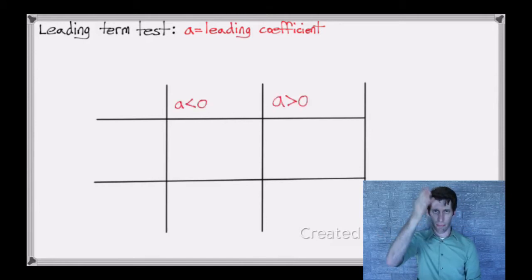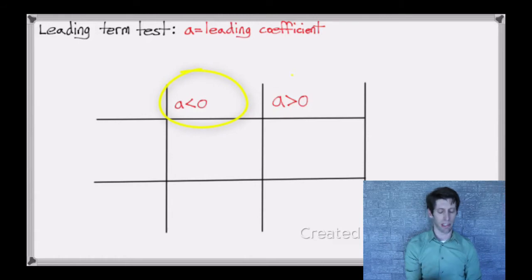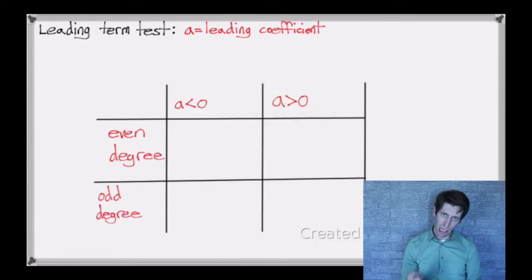So across the top, each one of the columns represents a sign on the leading coefficient. In this case, if a is negative, a is less than 0. Or if a is positive, in which case a is greater than 0. The degree of the polynomial will also affect what we're interested in here. So in the rows in this chart, the first row is going to be an even degree. That is, the highest exponent is an even number. And the second row is going to be odd degree. That is, the highest exponent is an odd number.